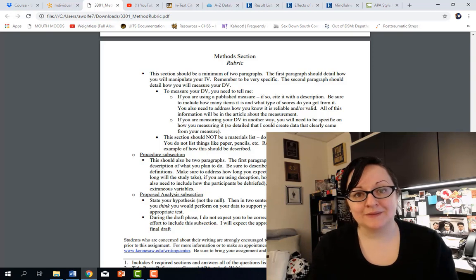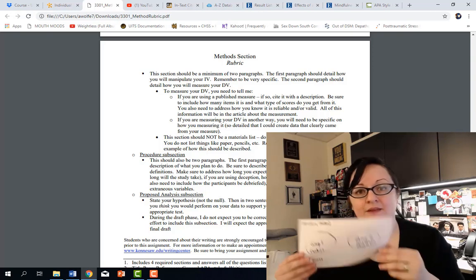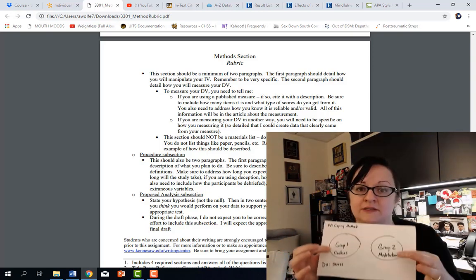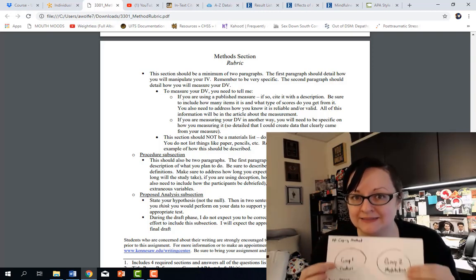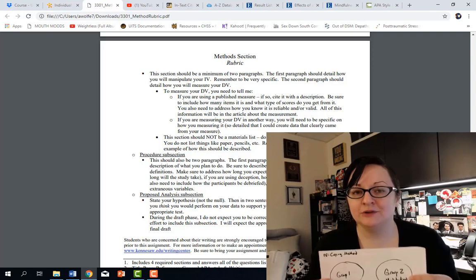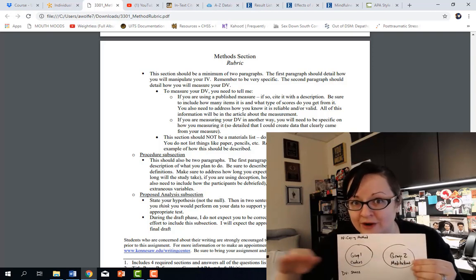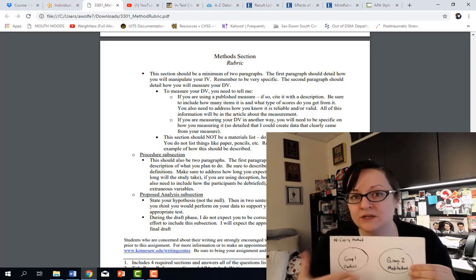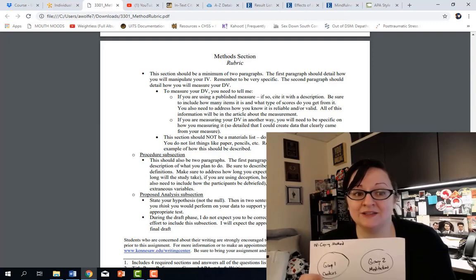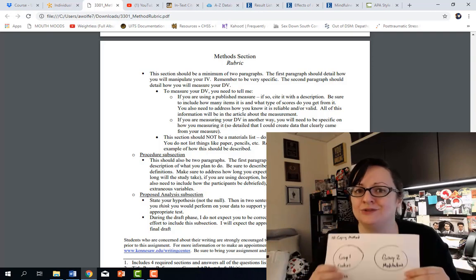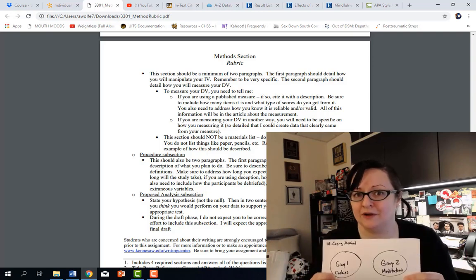Let's start with how I'm going to manipulate my IV. In my fake study, I'm giving cookies and meditation. Well, I'm going to need to figure out exactly what kind of cookies, and they're going to need to be consistent for everybody because everyone in group 2 needs to have the same kind of cookies. Because if I make it just a variety, that's too many possible confounding variables.